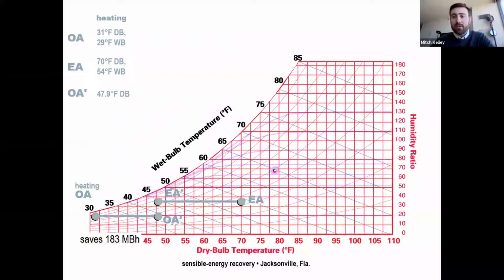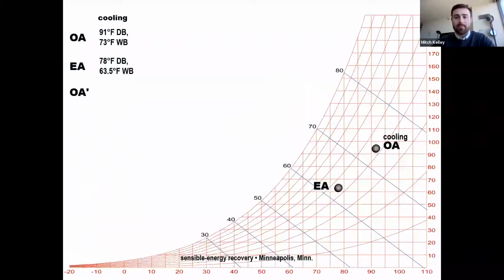The heating design condition is 31 degrees dry bulb. Again, we mark that as OA. And the air from the space returns to the central air handler at 70 degrees, again marked here as EA. Sensible heat is removed from the exhaust air and used to preheat the outdoor air to about 48 degrees, again shown here as OA prime. This reduces the heating load by 183 MBH, again lowering operating costs and allowing the heating plant to be downsized.